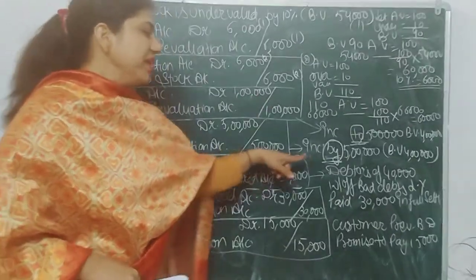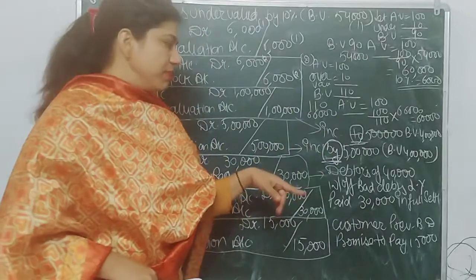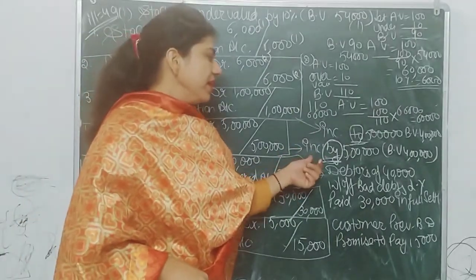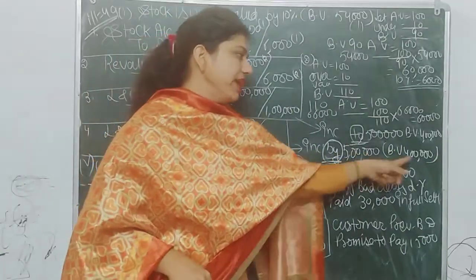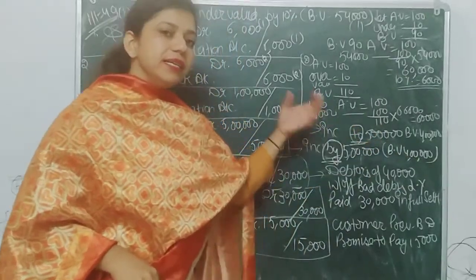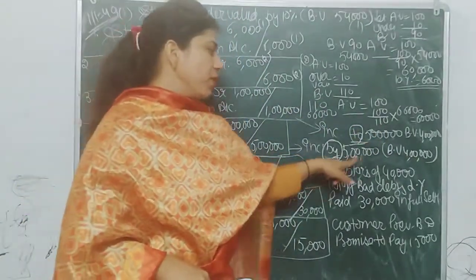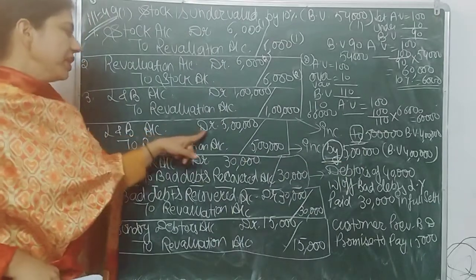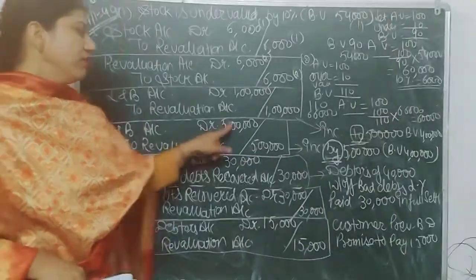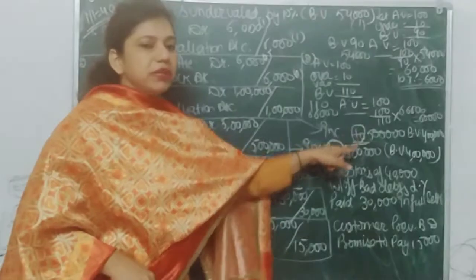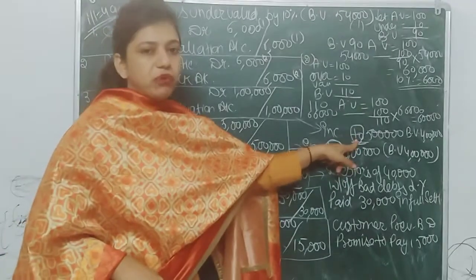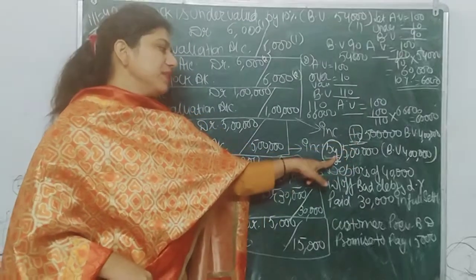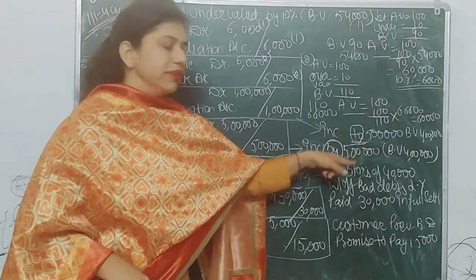But if the word 'by' is given, as in the next adjustment, the value of land and building increased by 5 lakh, book value is 4 lakh, so it is increased by 5 lakh. So there should be a profit of 5 lakh. That means in the fourth case land and building account debit to revaluation account 5 lakh. So keep this difference in mind. Whenever there is 'to', you have to take the difference. Whenever there is 'by', that means the increased value is given.